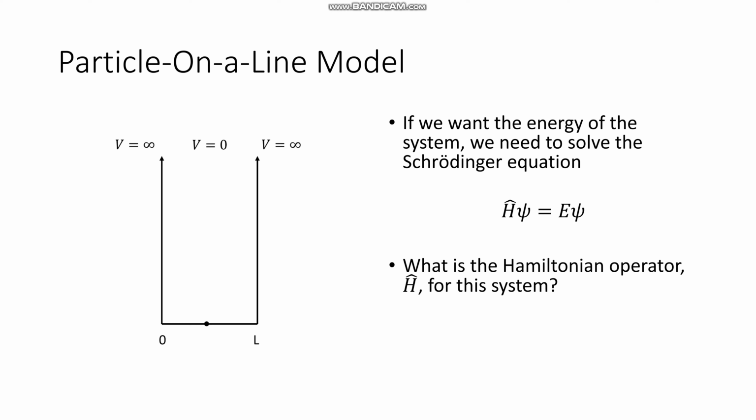H hat. The Hamiltonian operator in general is negative h bar squared over 2m multiplied by the Laplacian operator. The Laplacian operator is the second derivative in whatever coordinate system you're using. It's a little bit different in spherical and cylindrical coordinates. If it was 3D, Cartesian, it would be the second derivative with respect to x plus the second derivative with respect to y plus the second derivative with respect to z.